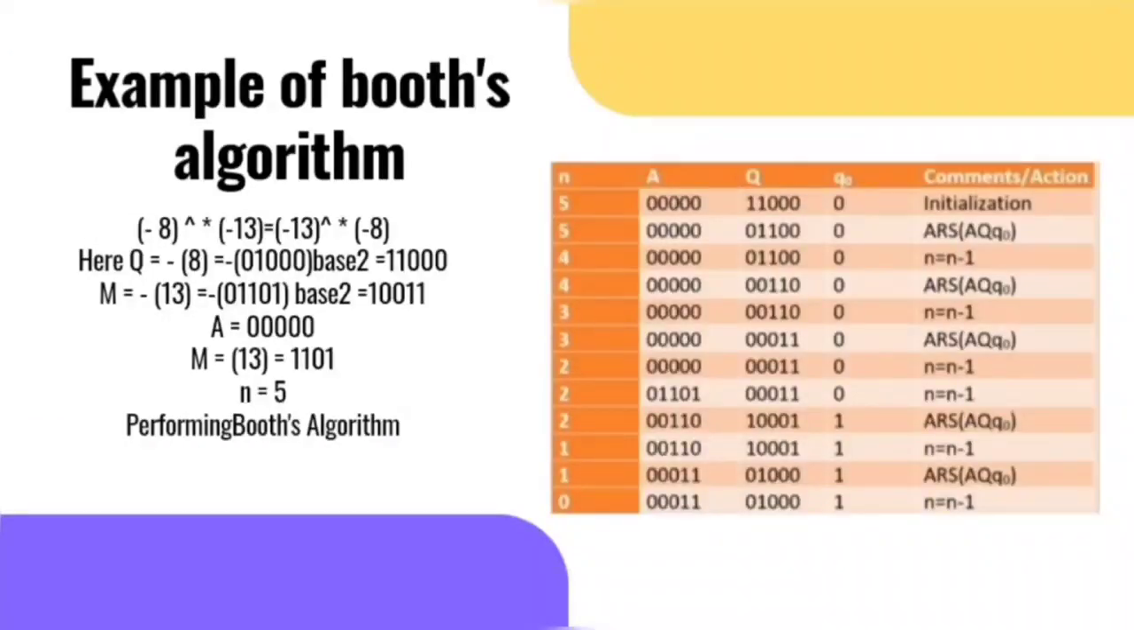Let's take an example, -8 x -13. Firstly, we will convert these values to binary. Then, we will set the accumulator to 0. Now, we will start with the Booth's algorithm cycle. What we do here is compare Q0, the least significant bit of Q, and the extra bit, and according to that, actions are performed. Since both values are 0 and 0, we directly perform ARS, that is, arithmetic right shift, and then we move to the next cycle as shown in the flowchart.